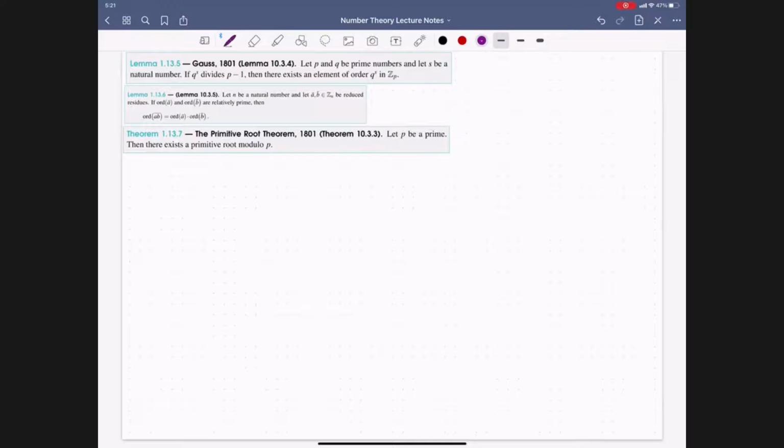So here's just as a recap, we're fixing a prime number p, and we want to show that there exists a primitive root modulo p. So in other words, we want to show that there exists a congruence class in the integers modulo p, such that the order of that congruence class is exactly equal to p minus 1.